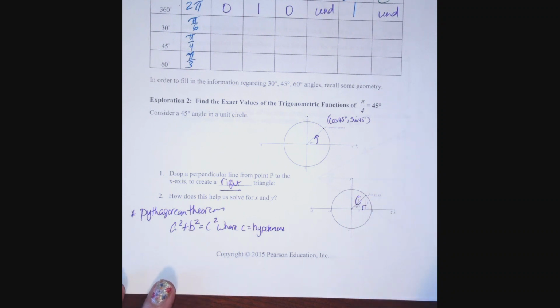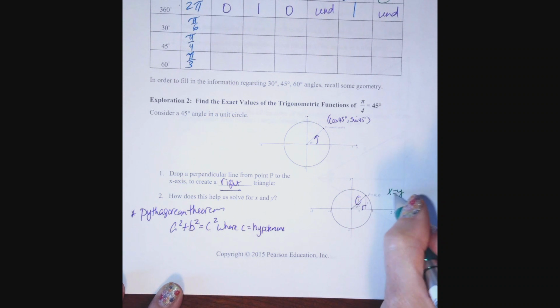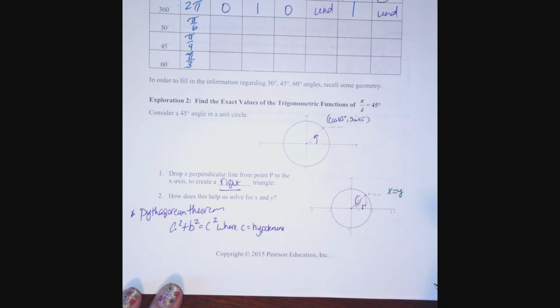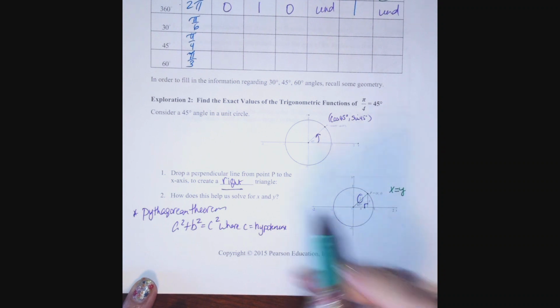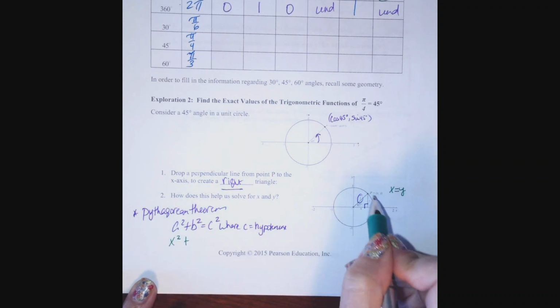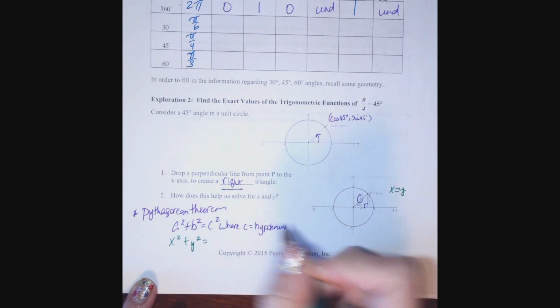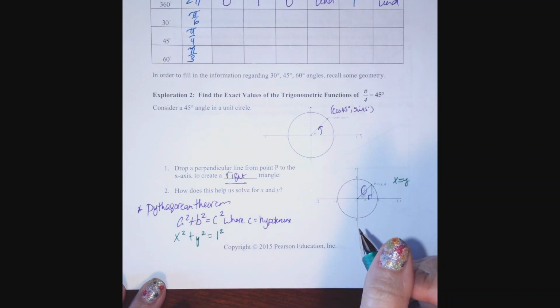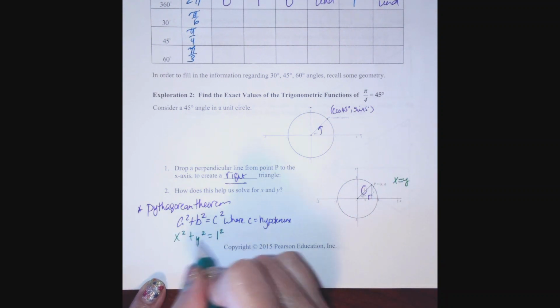So for my 45-degree angle, it's exactly in the middle, which means my x coordinate is going to be equal to my y coordinate, because the length of these are going to be exactly the same. And because of the Pythagorean theorem, a could be my x, so x squared. B could be my y, so y squared. X squared plus y squared equals c squared. My radius in this case is 1, and 1 squared is just 1. Since x and y are the same, I could think of rewriting this as just x squared plus x squared.